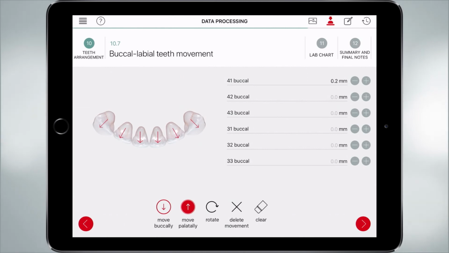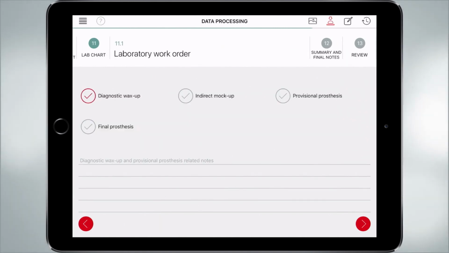Just slightly, 0.3 millimeters, that is your choice of course, and then you can press again the red arrow on the right side in the bottom, moving from step 10.7 to step 11.1, in which we start to talk and to communicate closely with the laboratory, with the dental technician, but also with other specialists if needed.